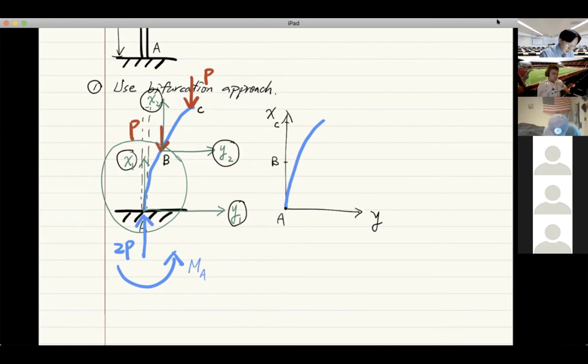At point B, we call this part delta B. That is the deflection on the y-axis. And the deflection at point C, which is from here to here, we call delta C. Of course, there's no deflection at point A because it's a fixed-ended support.